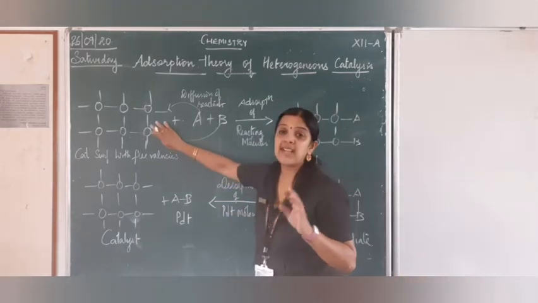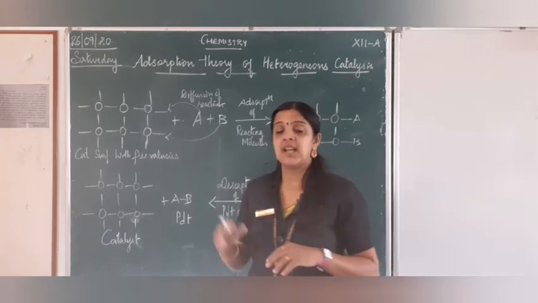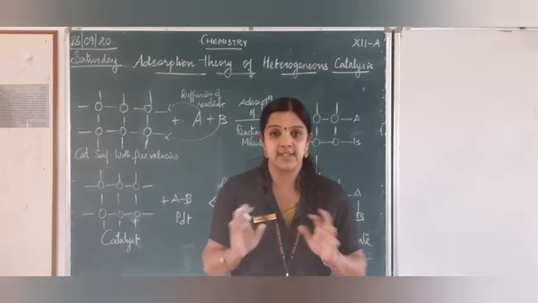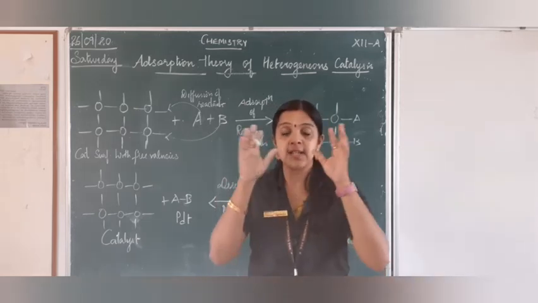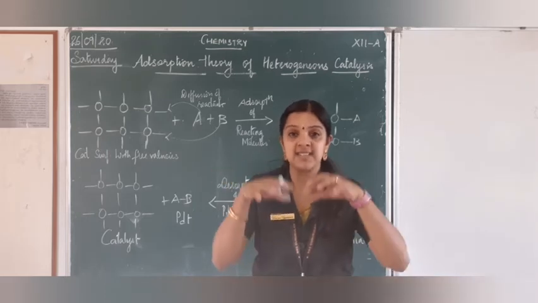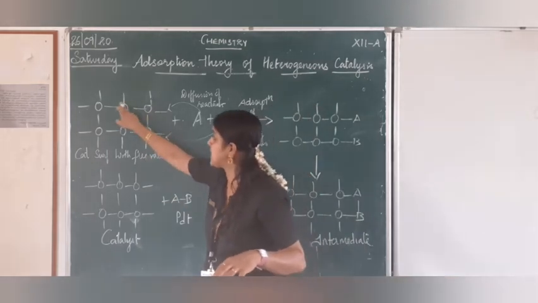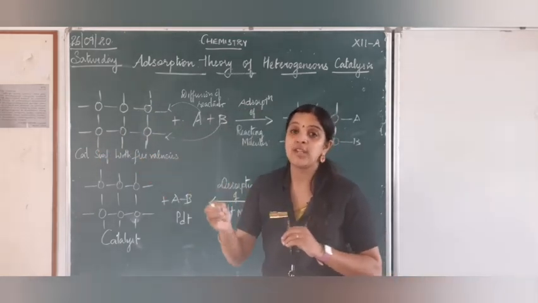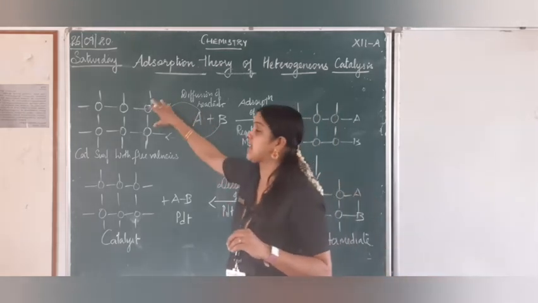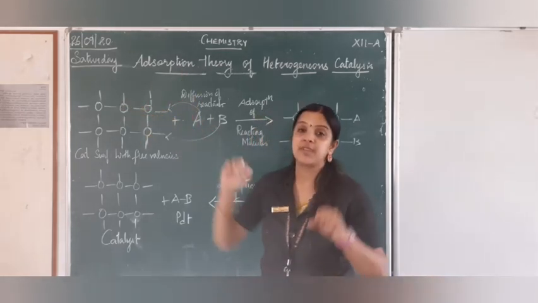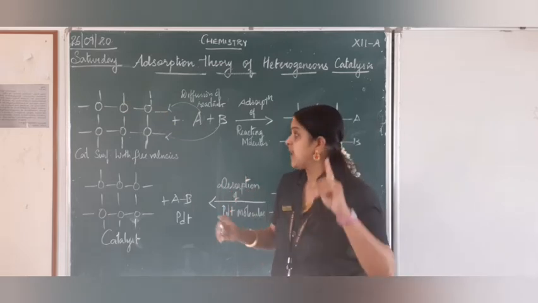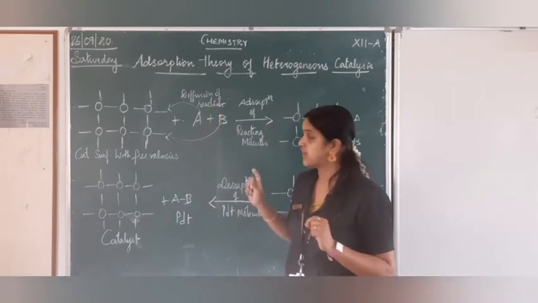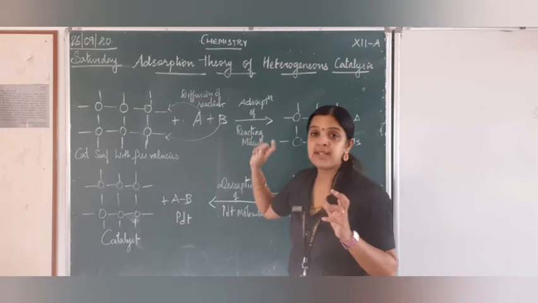Now, this is my catalyst. Any catalyst, apart from the bulk, will have free valencies on its surface. That is, in a catalyst, the surfaces which are exposed outside rather than in the bulk have free valencies, meaning free active centers, where, when it gets exposed to a gas molecule or a reactant, the reactant can come and get adsorbed on the surface of the catalyst. So that is what we are going to see. The first step of adsorption theory is diffusion of the reactant molecules. A and B are my reactant molecules.